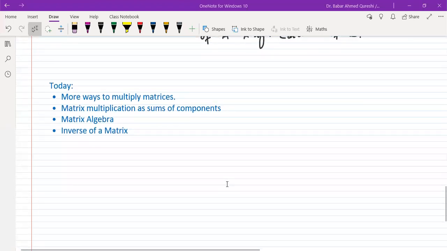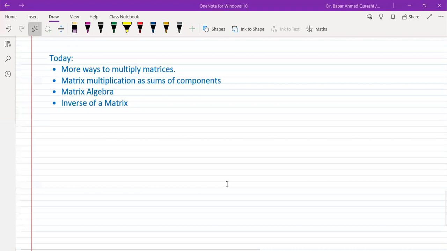So what we're going to do today is look at more ways. Well, actually, I'll just discuss one more way which will be very useful for thinking about multiplying these matrices, and then writing these matrix multiplications as sums of components. This idea which we have said in words, we would like to write as equations. And using this notation of matrix multiplication as a sum of components, we will be able to derive and prove many properties of matrix algebra. So that's the plan for today.